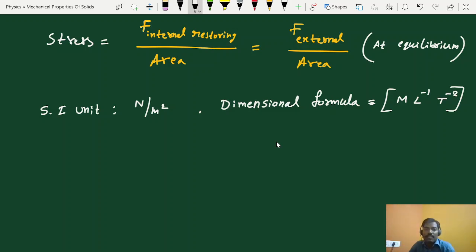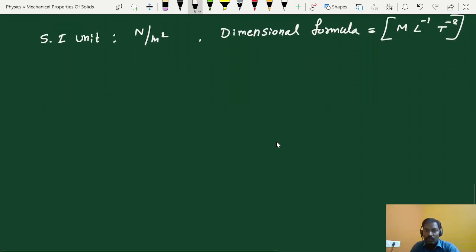And the nature of this stress is, it is actually a tensor quantity. Tensor, it is not a vector quantity. Okay. So in case it is not there in the options, you can choose a scalar quantity if it is there in the options. Right, students? Now let's move on to different types of stress.